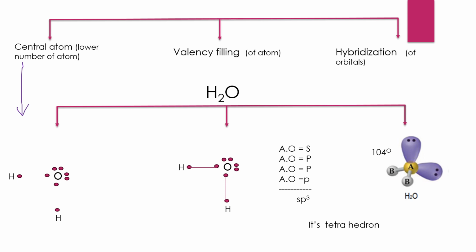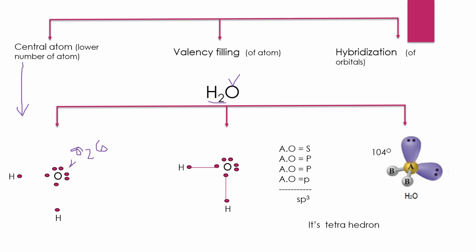Now we know that the central atom is the atom which has less contribution in the molecule. Here in H2O, the less contribution is of O, oxygen. There are two atoms of H, so it is more contribution as compared to the oxygen. Now we know that oxygen has 8 electrons in total, but in the valence orbit it has 6 electrons.